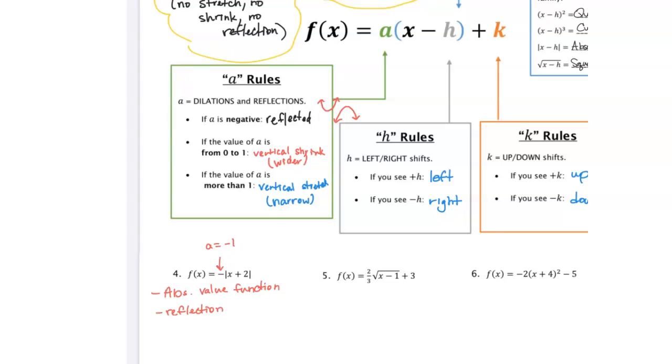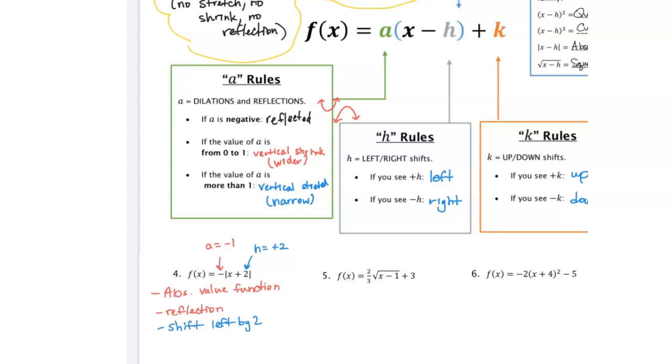Okay. Inside of our absolute value bracket, we have a +2. So remember that inside, that's our h. So h equals a +2. So looking at our h rules, we're going to shift left by 2. And then lastly, at the end, we have no k value, so there's no shifts up or down. These are our only answers here.